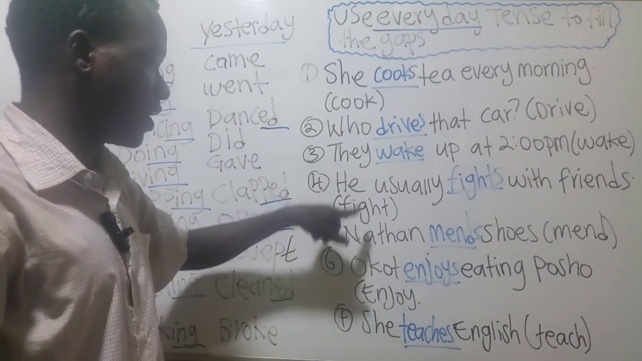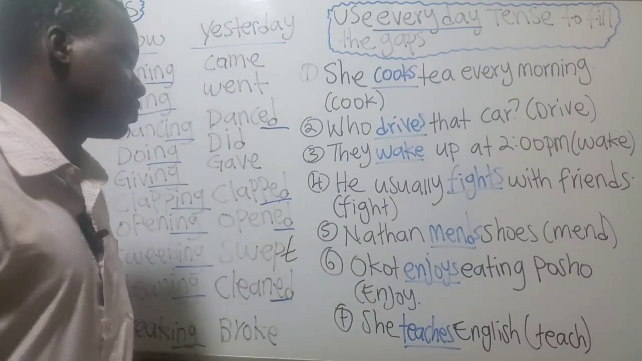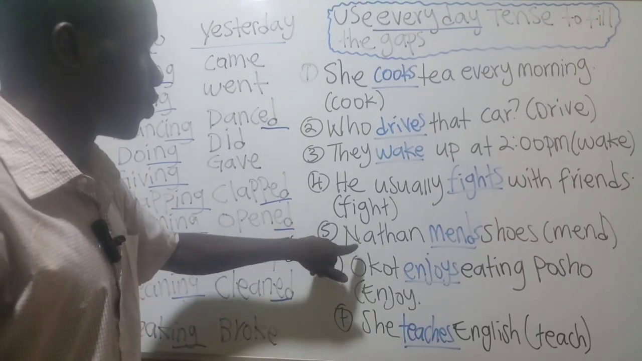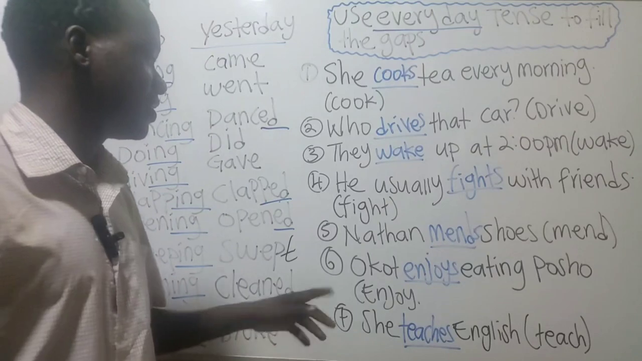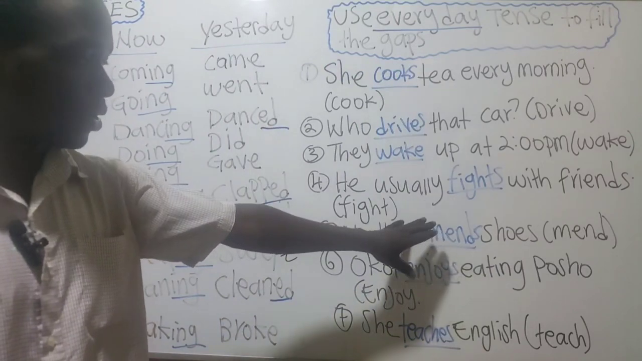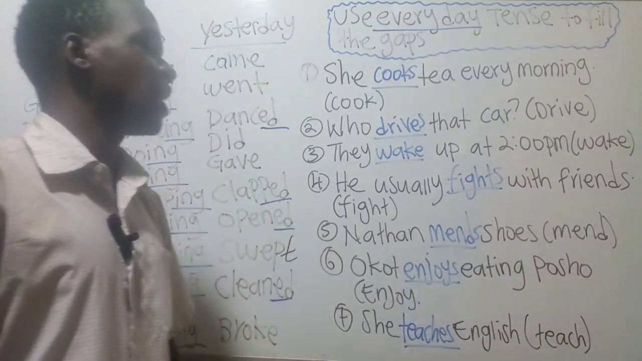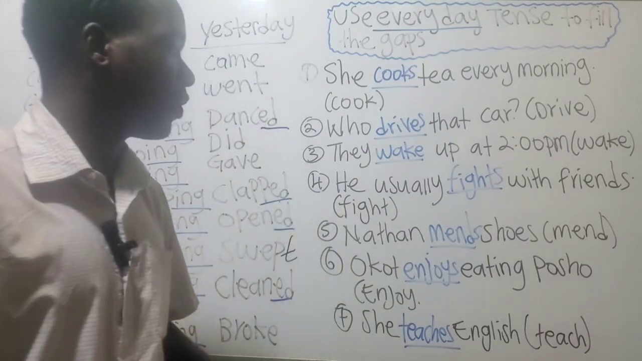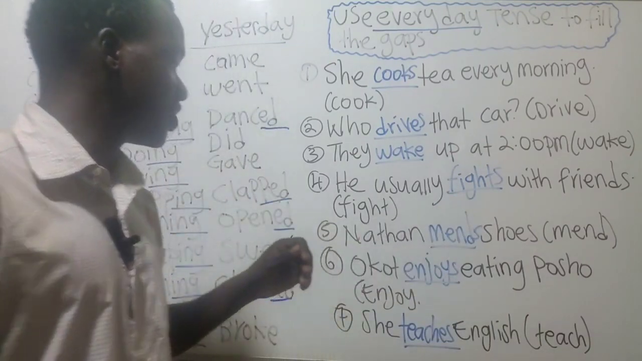Nathan is also he, because Nathan is a man. Okay, he can be a man or a woman. But all should know that it is a name of someone. You don't know whether it's a man or a woman. But here in my country, Nathan is a name of a man. So it will take S also. Nathan mends shoes. It means that he mends shoes every day, every single day. Nathan is mending shoe, okay?